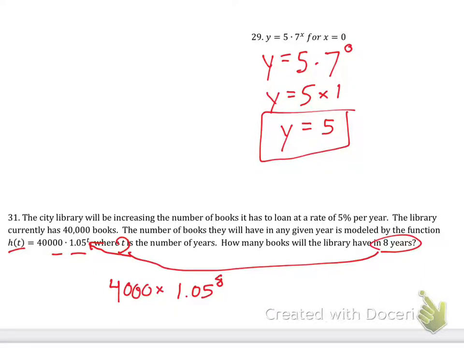There should be another 0 in there. 40,000. And that's going to equal 59,098. So 59,098, and then remember, books. That's how many books it will have in 8 years, according to that model.